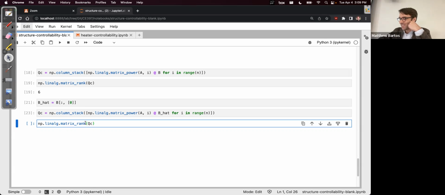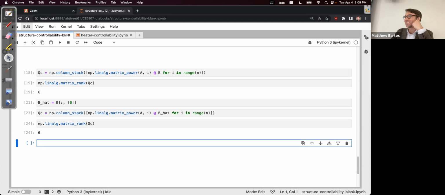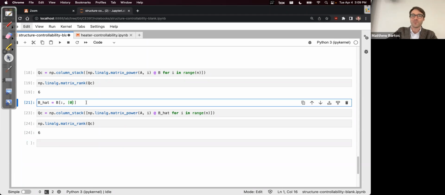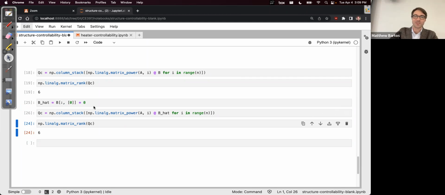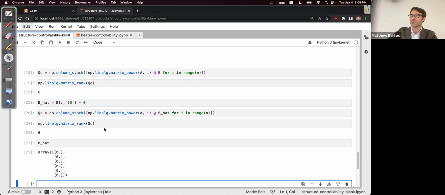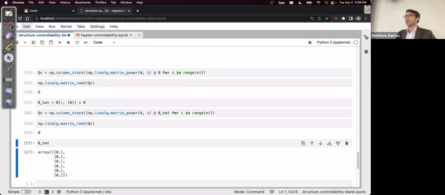So let's just do a quick show of hands. Who thinks that's going to be controllable? Who thinks it's not going to be controllable? Okay, so most of you think not controllable. Let's find out. It's controllable. Now can you test if you have inputs of 0, so there is no actuator? Is it still controllable? What we can do is just take this matrix times 0, because now it'll just be all zeros. And the matrix rank is 0. So it is not controllable if you don't have an input.